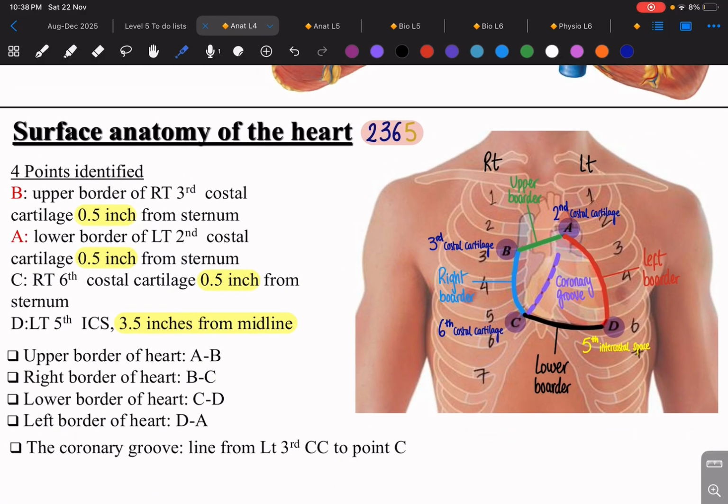So an easy way to remember it, as I said, 2, 3, 6, 5. These are the surface anatomy of the heart. Why is this important? It's important for surgical purposes and so on.